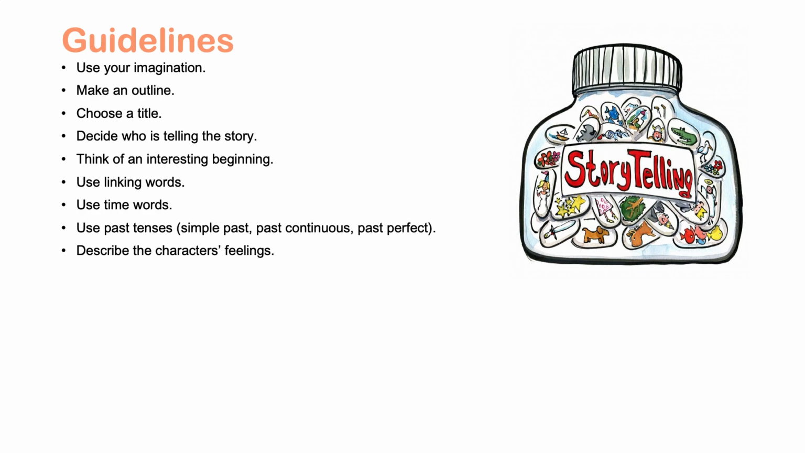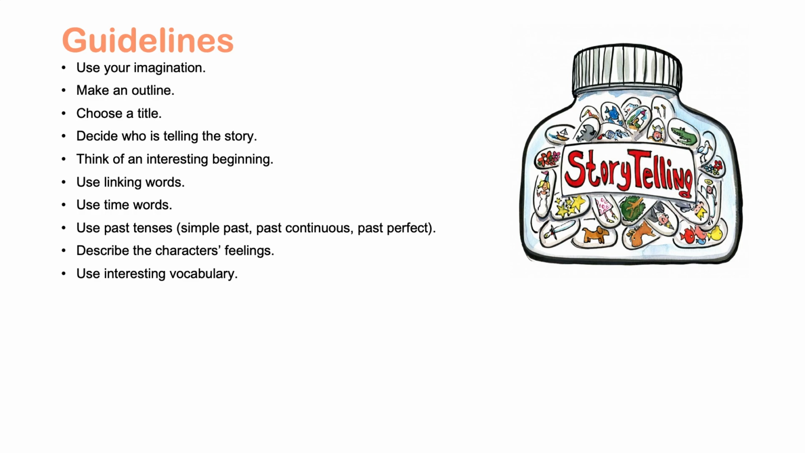Describe the character's feelings. For example, you can use adjectives like they were amused, amazed, delighted, horrified, or you can use the expression to their amusement, to my amazement, to our delight, to his horror, to my surprise, etc. For example, you can write something like, to my horror, I realized I couldn't escape.